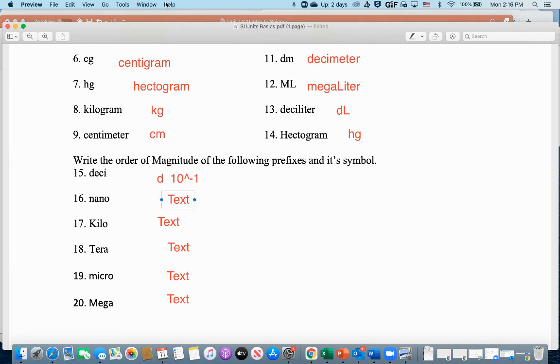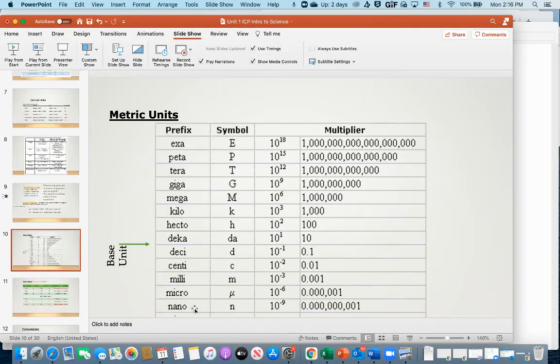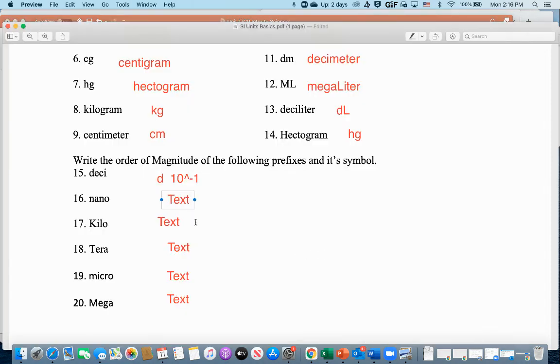Right, nano. So let's look up where nano is. Nano is down here. The symbol is n, 10 to the negative ninth. Okay, so I'm going to put my symbol first. And then 10, one more space here, to the negative ninth. Now, remember all these carets are just up to the power of that, right?